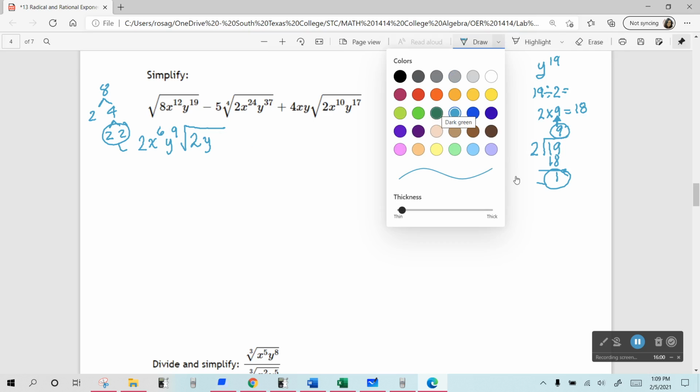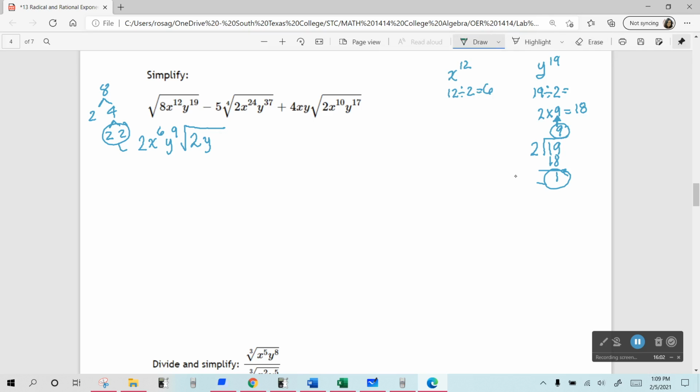Let's do the next one. This one is the fourth root, so what we have to do with this one is do it in fourths.